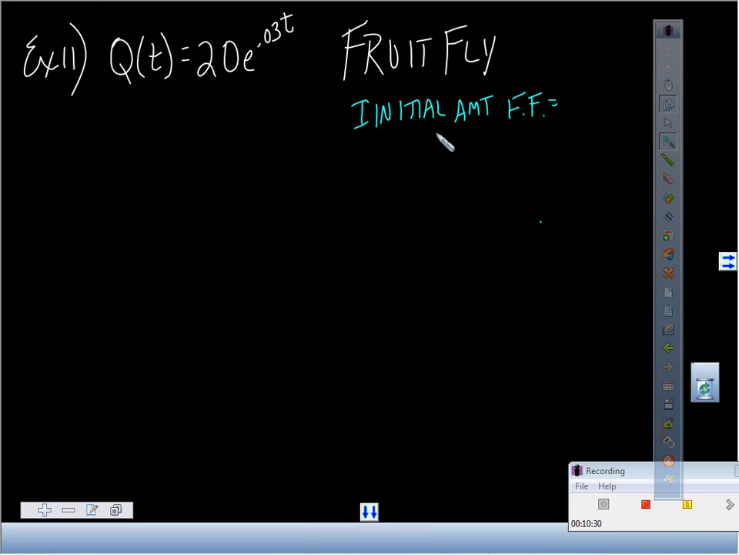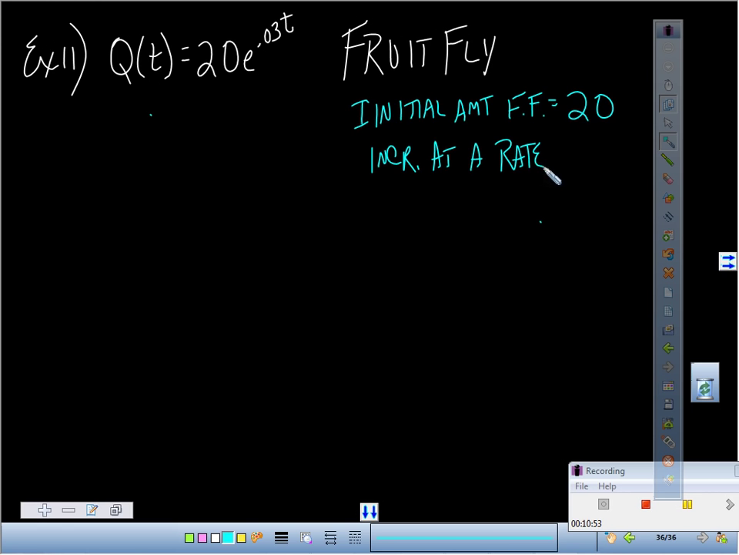Okay. The initial number of fruit flies. Guys, listen. Initial number of fruit flies. How many? 20. Everybody got it? Okay. Tell me, are the fruit flies increasing or decreasing? They are increasing, okay, at a rate of what? 3%. 0.03 represents the decimal equivalent of that, okay? So be careful that that is a decimal equivalent.